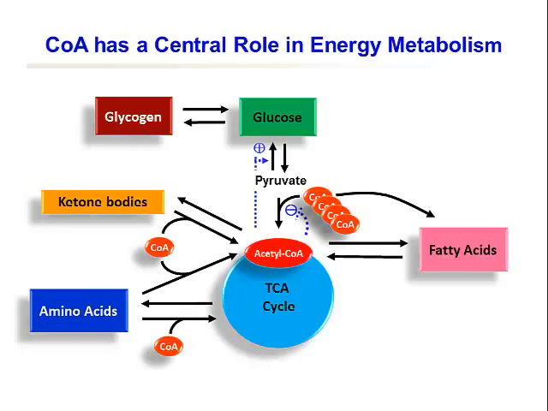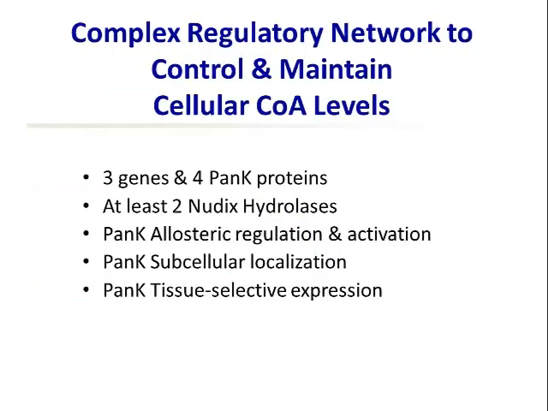It's also an allosteric regulator of pyruvate dehydrogenase and an allosteric activator of pyruvate decarboxylase. Multiple copies of free CoA are necessary to break down and oxidize fatty acids. Now, CoA synthesis from pantothenate provides a direct pipeline into the control center of metabolism, and thus it is heavily regulated. There is a complex regulatory network to control and maintain cellular CoA levels.